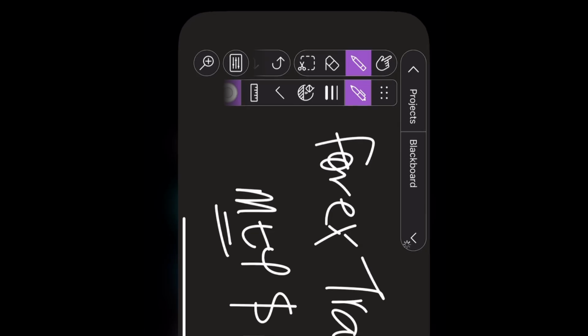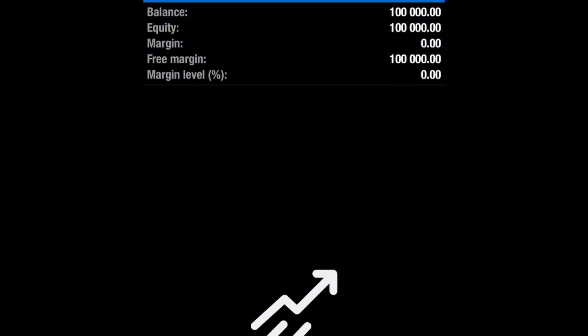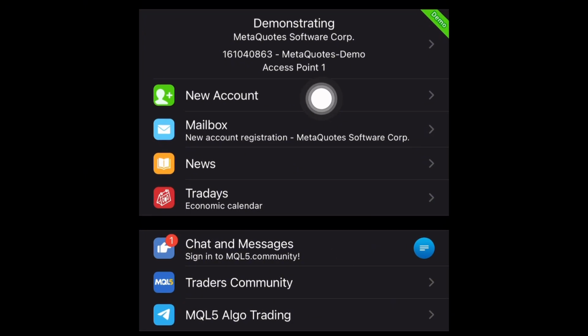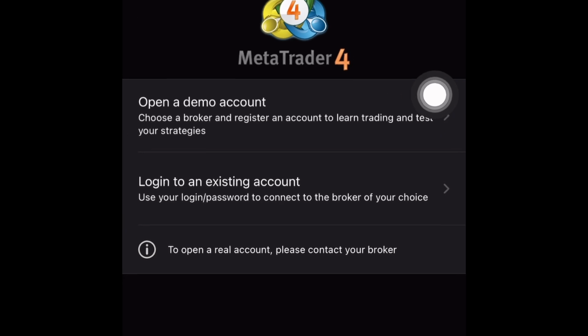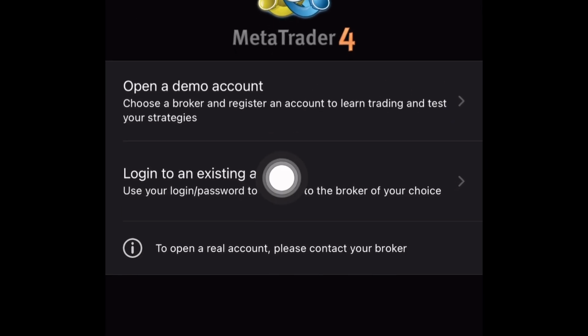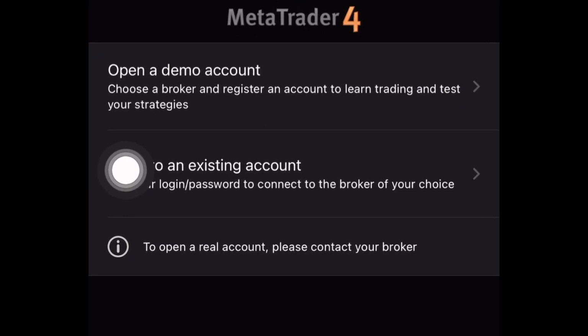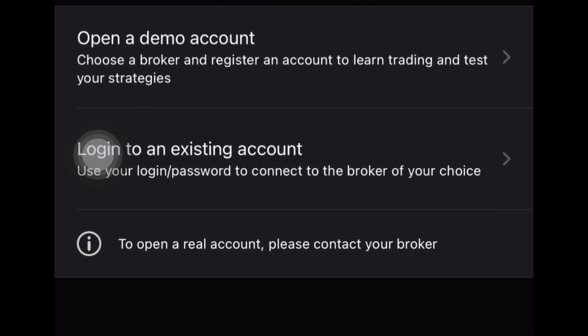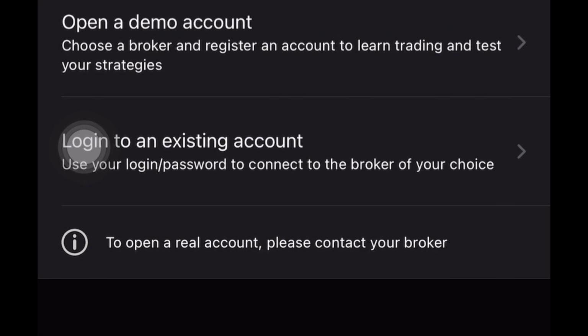So the first thing you need to learn is how to log in to your MetaTrader accounts. To log in, you open the MetaTrader app on your phone or your system. For demonstration purposes on the phone, click on here, new accounts. Click on new accounts and you log into an existing account. This process should come after signing up with your broker. So for example, let's say the account you want to log in with is a demo account.